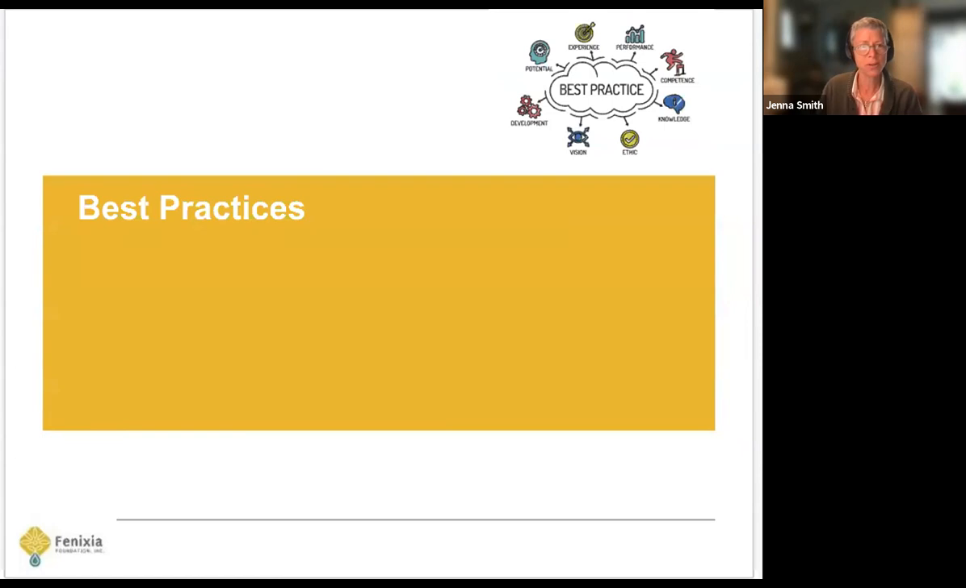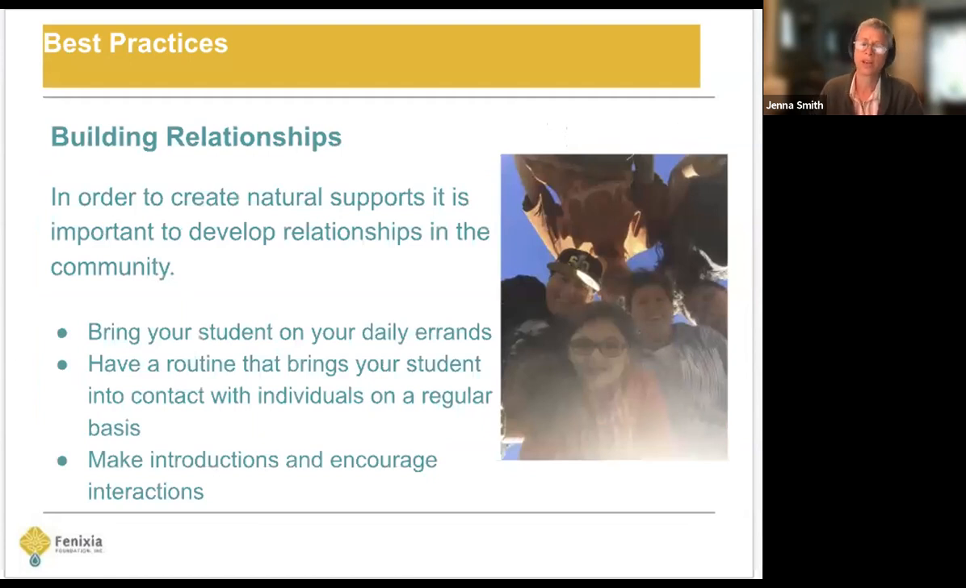So I want to finish up here with some best practices as we go through this process. So the most important thing in helping students become independent is really building relationships. In order to create natural supports, it's super important to develop relationships in the community. Next week's topic, we're going to really focus in on this. But as Julia said, you can begin to do that as a parent, as a teacher. If you bring your student everywhere you go, you are beginning to identify them to the community as a member of that community. You are going to be teaching people how to interact with that student.